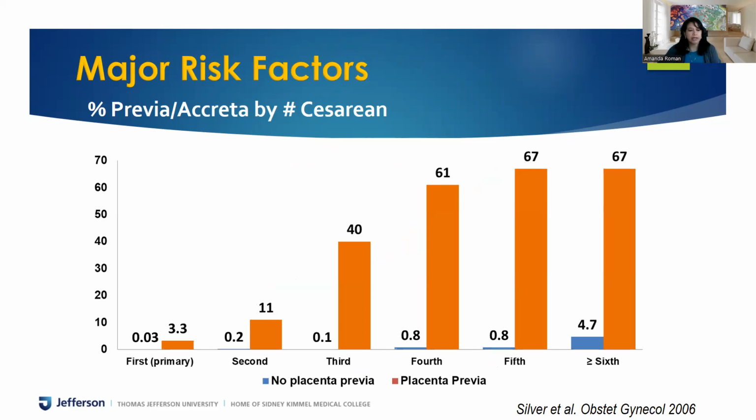If there is no history of C-section and the patient doesn't have a previa, the risk is very low, 0.03%. Important to notice that the risk is not zero. It's very low, but not zero. And if you have a placenta previa, then the risk goes up to 3.3%. You may wonder why a nulliparous patient, or a patient without a C-section, would have a placenta previa.